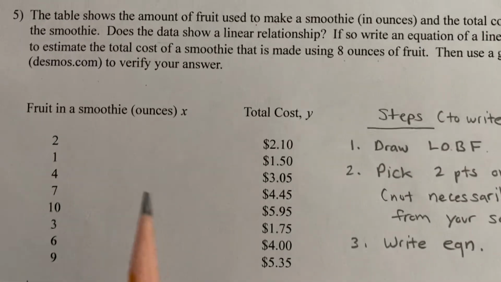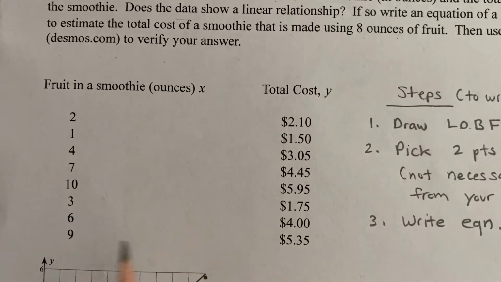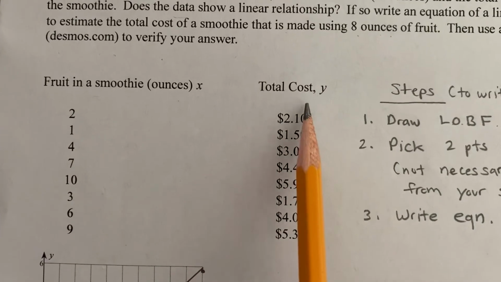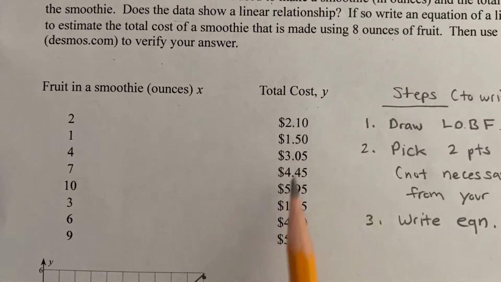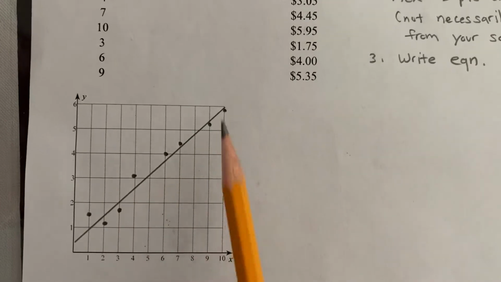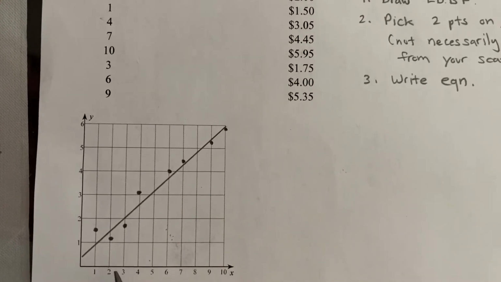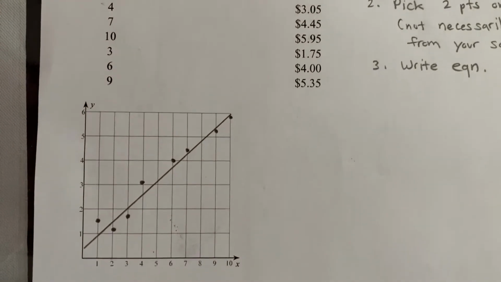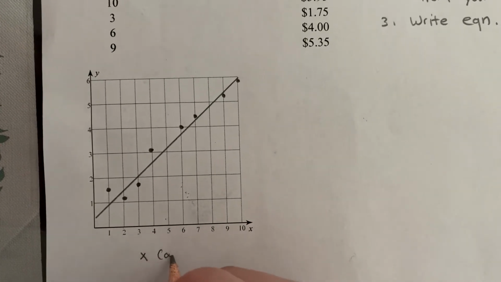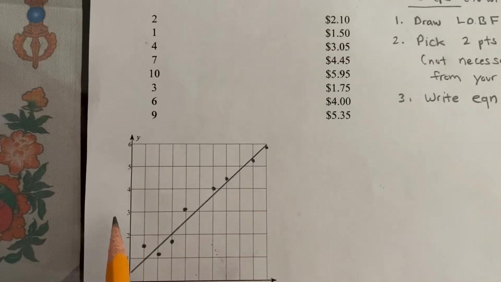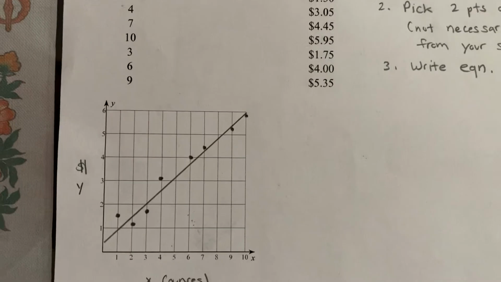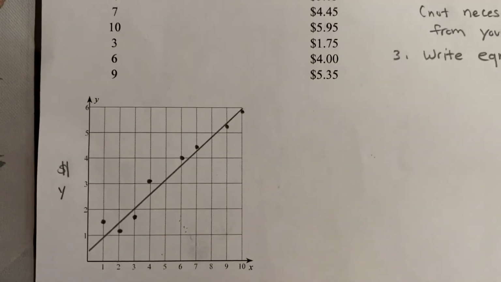Okay, so the first thing you want to do is take these values, your X, your fruit and smoothie in ounces, and plot it with your total cost, which is your Y value. Okay, so plot these coordinate pairs on your graph below. And you can see that I already graphed mine, okay? Estimate to the best of your ability based on where you think the point is. I'm just going to label here my X-axis. X is ounces, and then Y, of course, is the amount in dollars, where X is the ounces of your fruit.